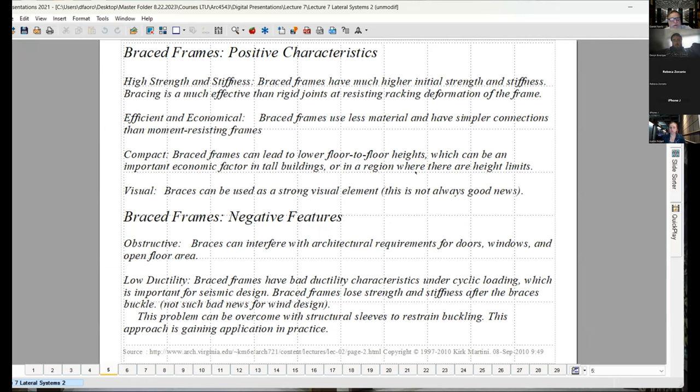Brace frame negative features: they can be obstructive. They'll interfere with windows or door locations. Low ductility. Brace frames generally have not much energy absorption under cyclic loading, and they oscillate back and forth. One of the problems with them is you have diagonal braces going into compression. They can start to buckle at fairly low loads. Essentially, in a diagonal brace frame, though, you've always got the tension element there through one of the two braces, so they have more reserve capacity and more stiffness as a result.